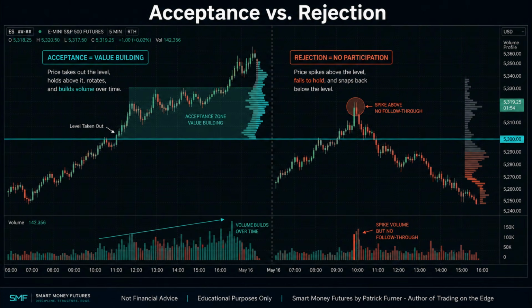Rejection means the auction tested the new price and found no participation. Price moved quickly through the level. Volume was light at the extension. The profile shows a thin spike at the break, then a sharp return into the prior range.